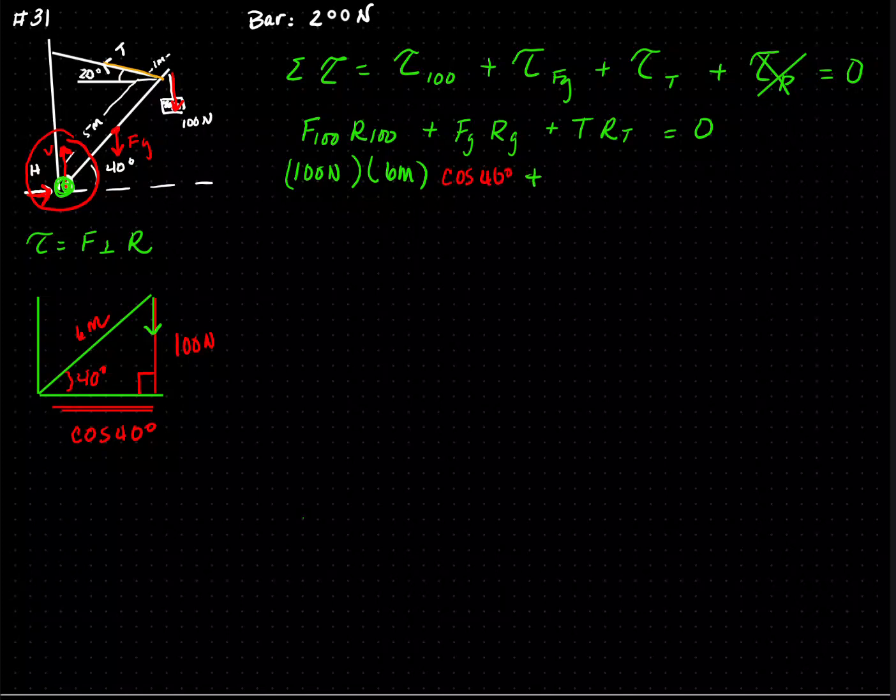Next, I'm going to plug in for the weight of the bar. The weight of the bar was given as 200 newtons. My distance of the bar is going to be 3 meters, because 6 meters is the total length, and it's midway, so it's going to be half of that, which is 3 meters.